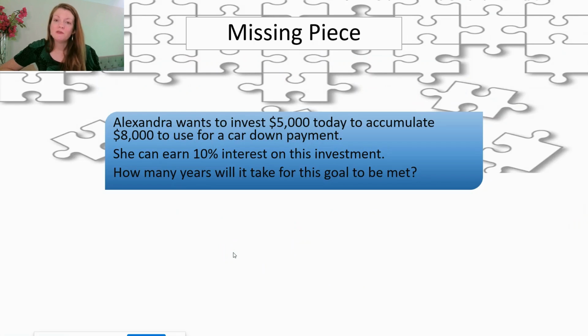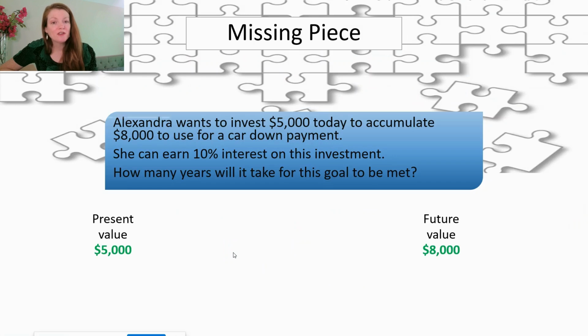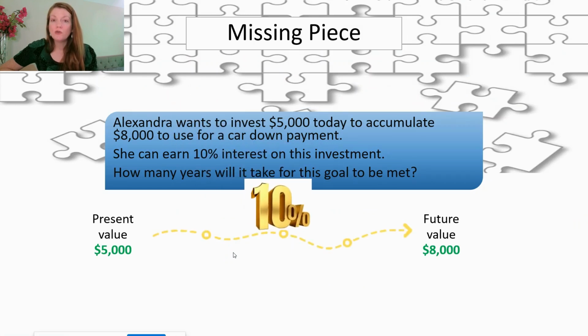Alexandra wants to invest $5,000 today. She wants it to accumulate to $8,000 to use for a car down payment. She can earn 10% interest on this investment. How many years will it take for this goal to be met? So we know her present value is 5,000. We know the future value is 8,000. We know she's going to earn 10% interest. The question is, how many years is it going to take to earn that?